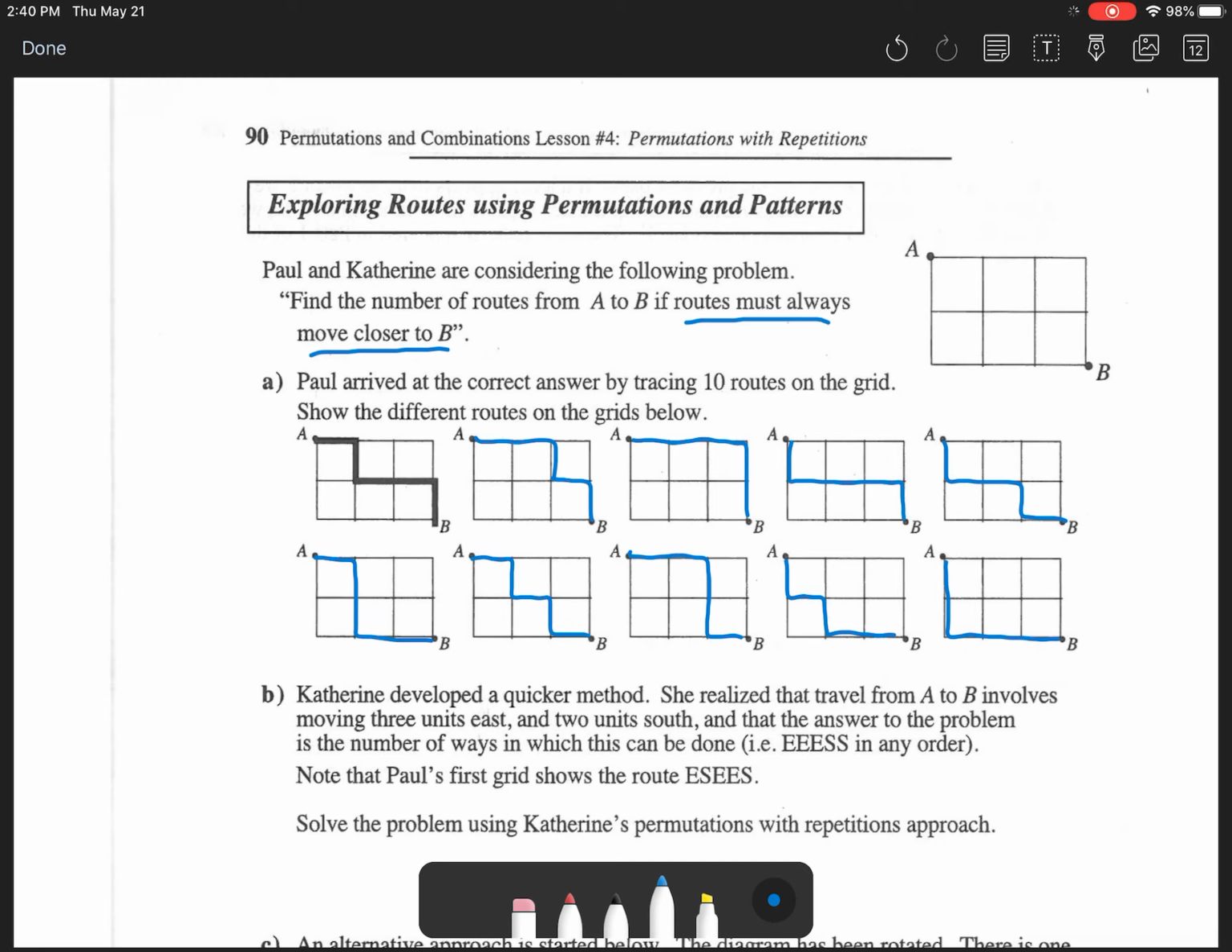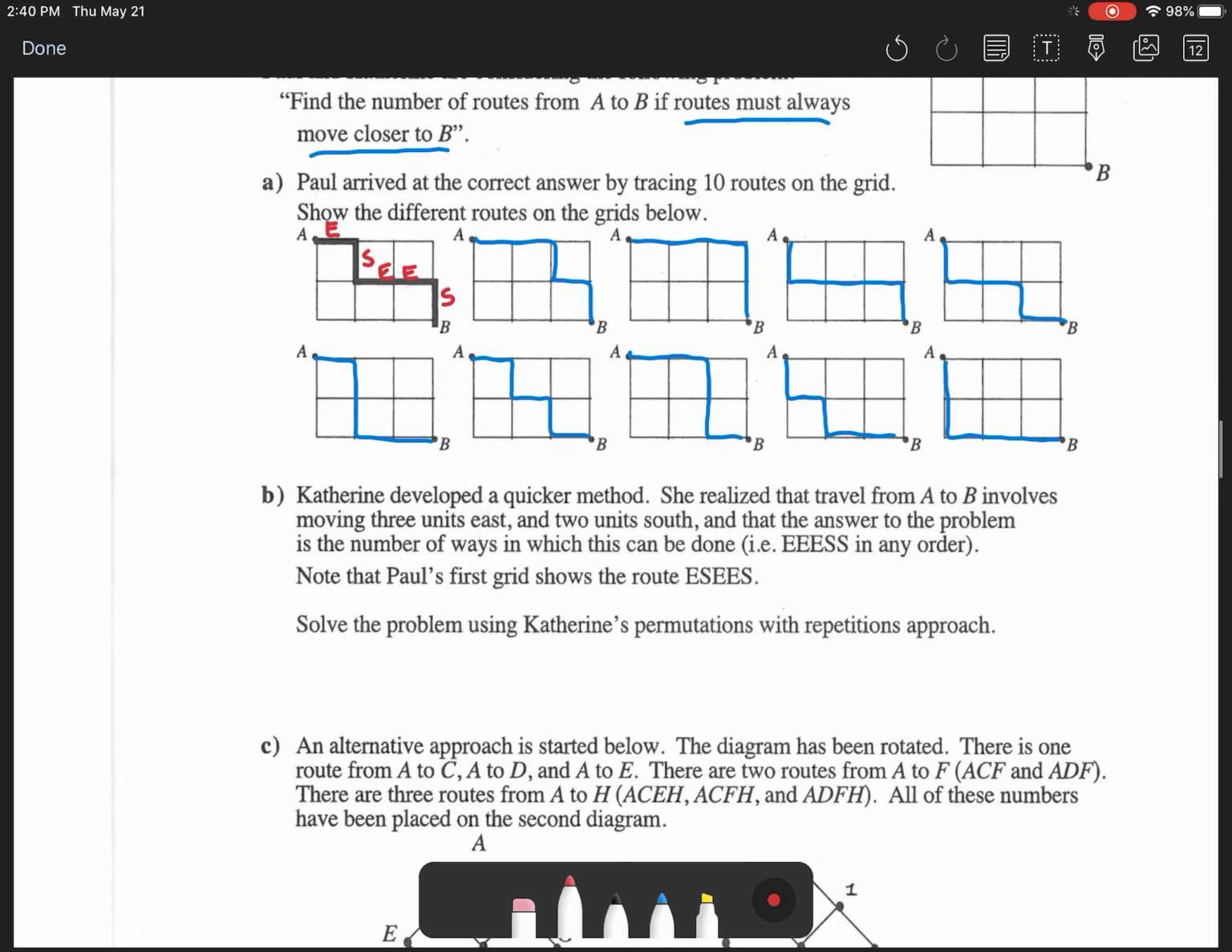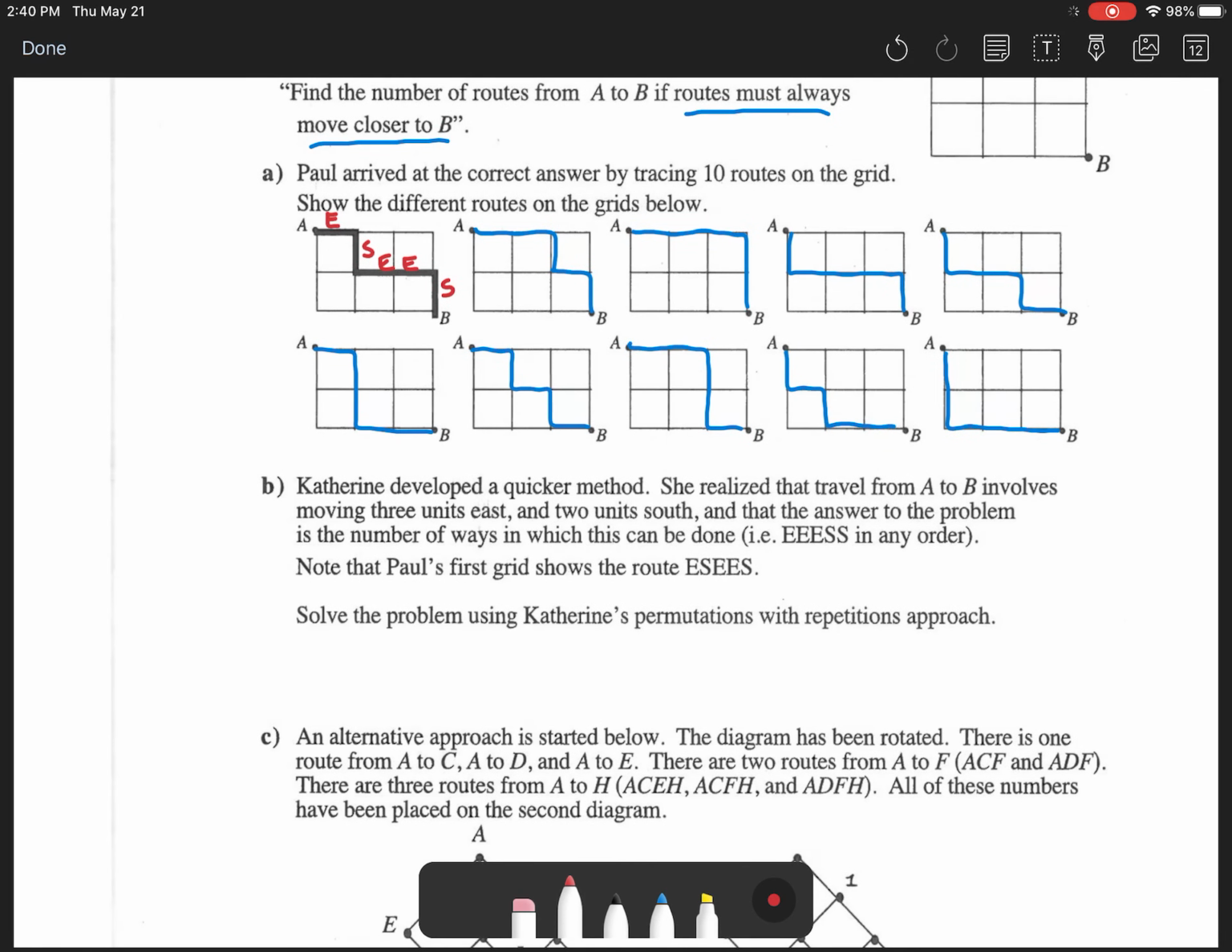Note that Paul's first grid shows east, south, east, east, south. Okay, so what they're referring to is this one. He went east, then he went south, then he went east, east, and south. Okay, so that's what they're referring to there.